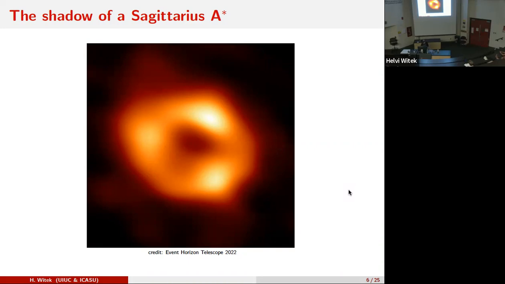But I've been telling you now about what we call supermassive black holes. Here we are talking about several million times the mass of the sun. But these are not the only types of black hole that we have in the universe. We also have black holes in our universe that are only a few times the mass of our sun.